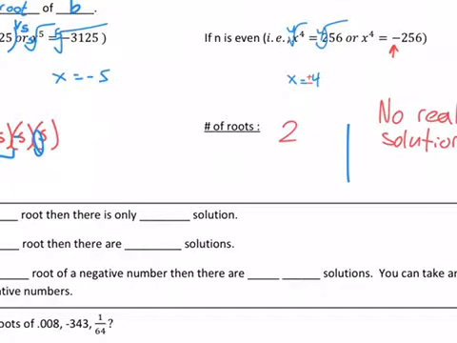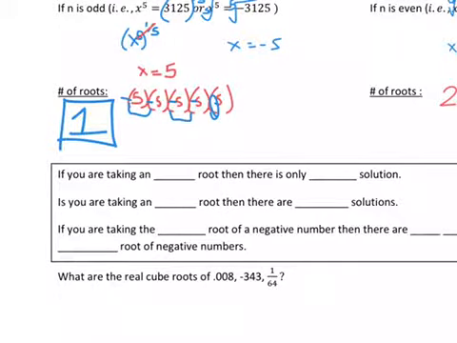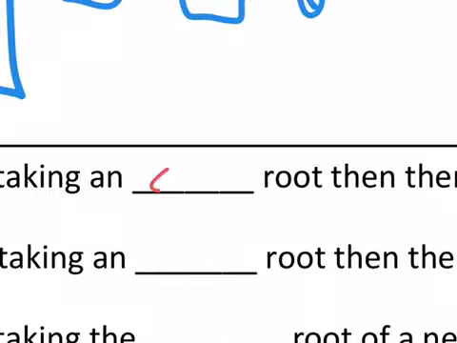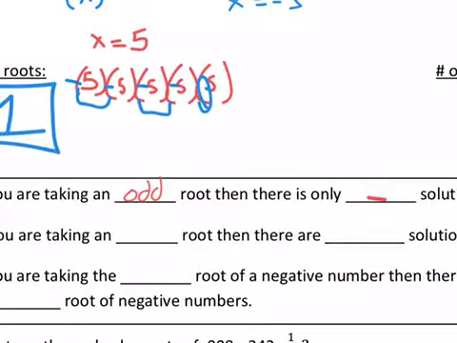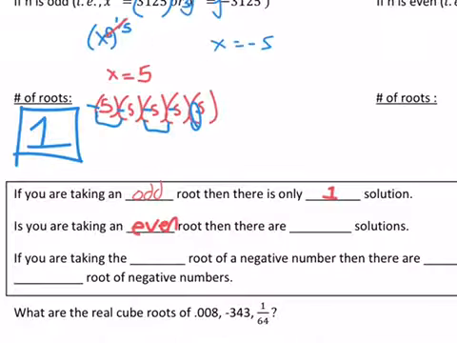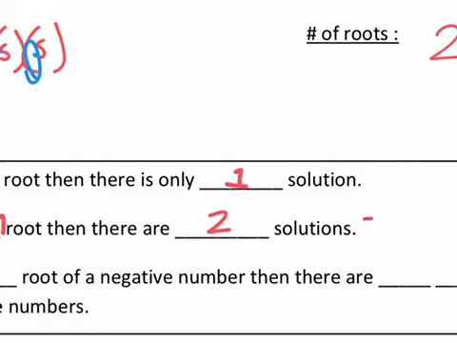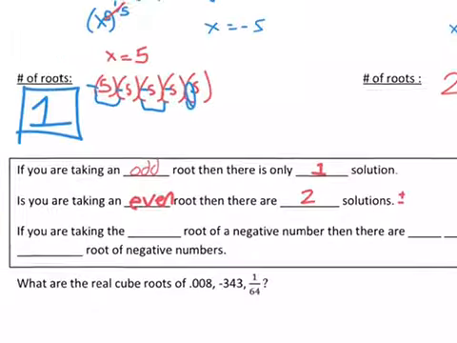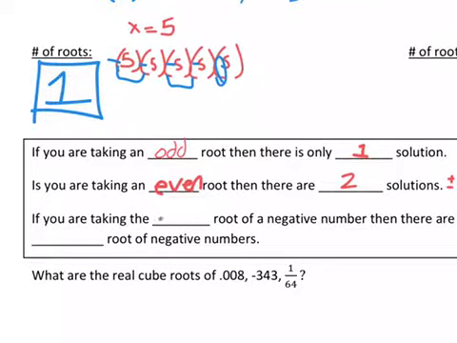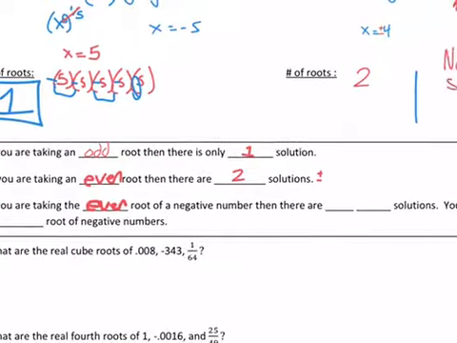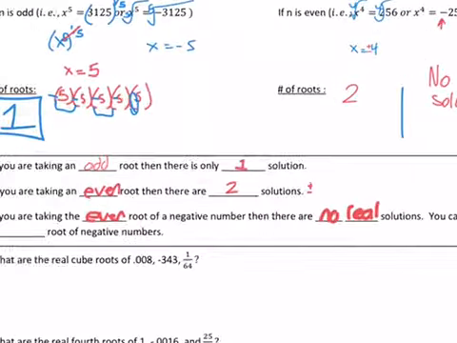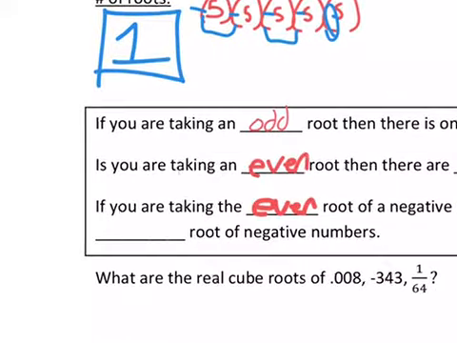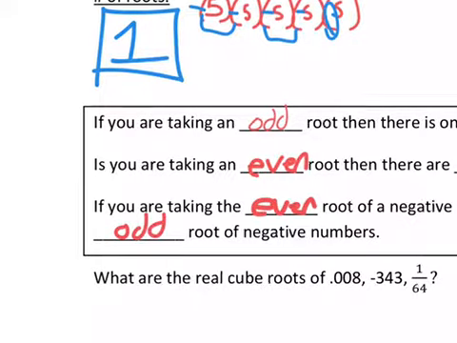Okay, so with this, if you are taking an odd root, then there's only one solution. If you're taking an even root, then there are two solutions because of that plus minus, unless you're taking an even root of a negative number, then there are no real solutions. All right? But if you're taking an odd root, it doesn't matter if the number is negative. You can odd root negative numbers all day. Can't even root them, though.